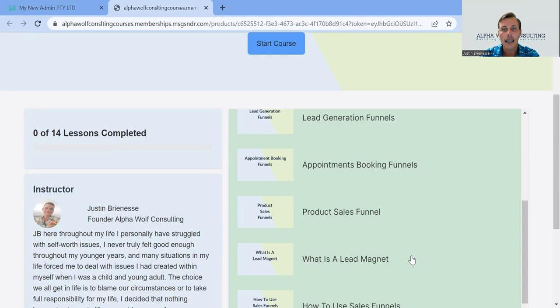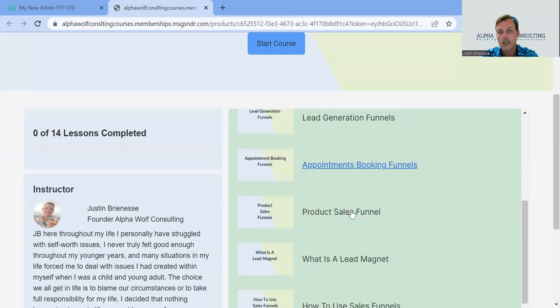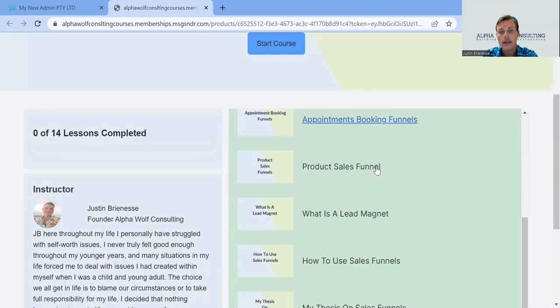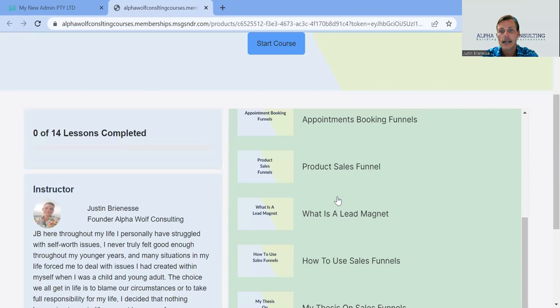Okay. And what we're able to do is utilize them to position, because in the lead generation, we're positioning the buyer for the appointment booking. In the appointment booking, we're positioning the buyer to basically buy the product. All right, I go through what a lead magnet is, and lead magnets are used in lead generation funnels.